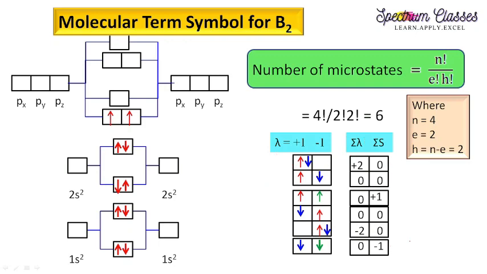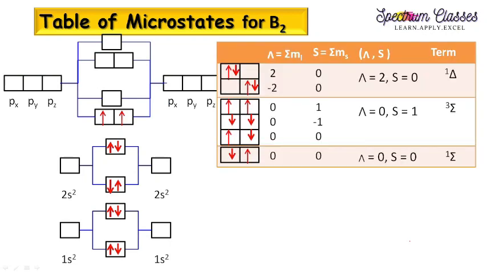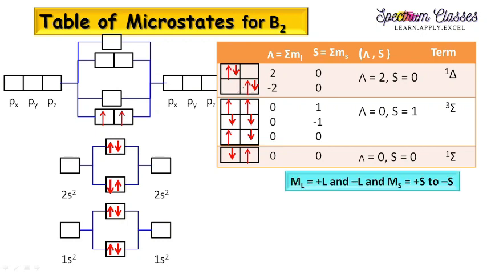Now we are going to arrange according to their microstates. So here I am going to arrange the microstates in this tabulated form. The important point is this. In the previous case, we have ml as plus L to minus L. Here, in the case of atomic orbitals, we have plus L to minus L. But here I have written "and", which means I have only two values, that is plus L and minus L. No values other than that.